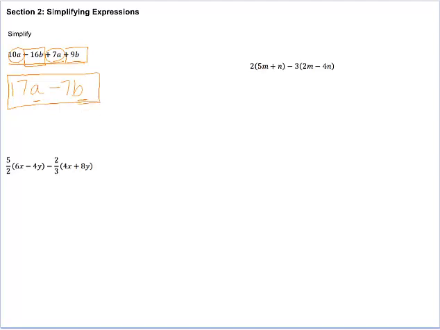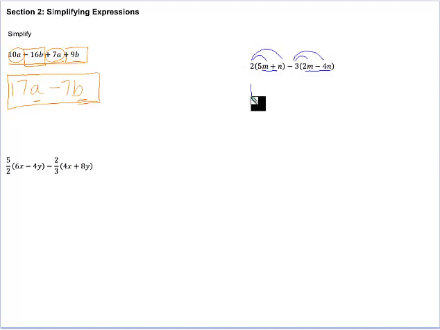Second example, 2 times the quantity 5m plus n minus 3 times the quantity 2m minus 4n. Now here when you think about order of operations, parentheses always comes first. But inside these parentheses, they are not like terms, so we cannot do anything there. There are no exponents, so then we go to multiplication. Whenever you have a number in front of the parentheses, recall that that is like a multiplication. So we will need to distribute the 2 throughout the parentheses and distribute the minus 3 throughout the parentheses.